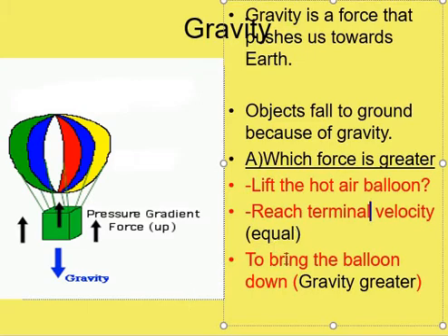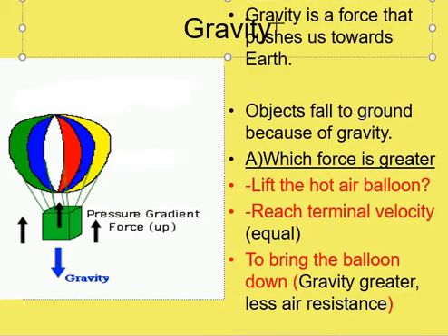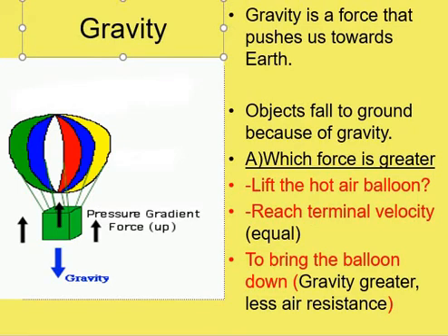And to actually bring this balloon back down to Earth, what would they have to do? They'd have to reduce the air resistance so that gravity is greater. So there has to be less air resistance. Can you write these in your book, please? Pause the video.